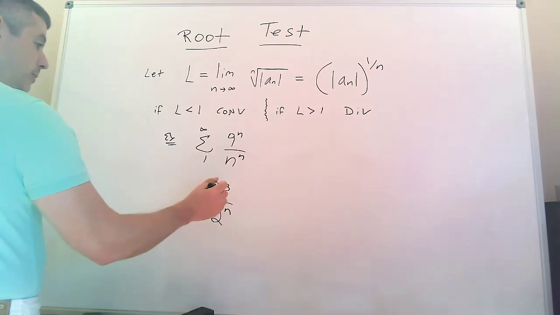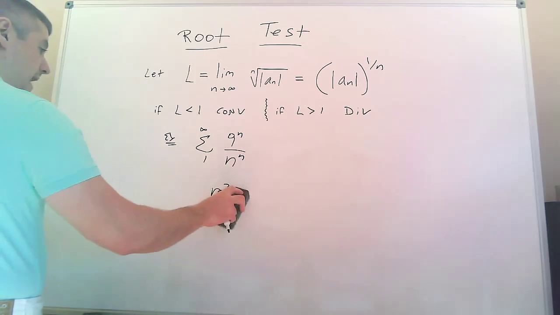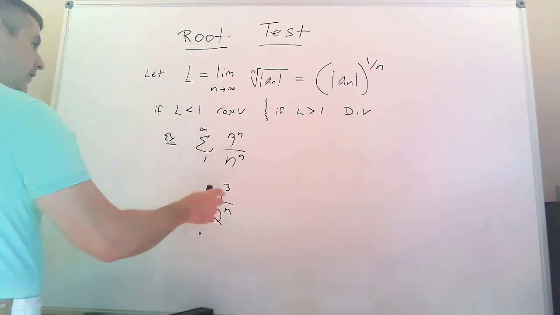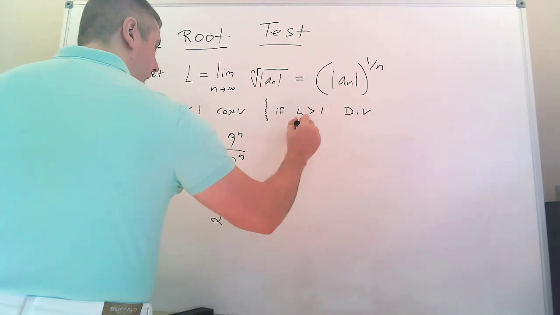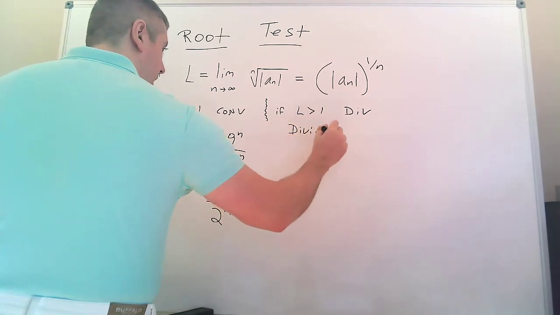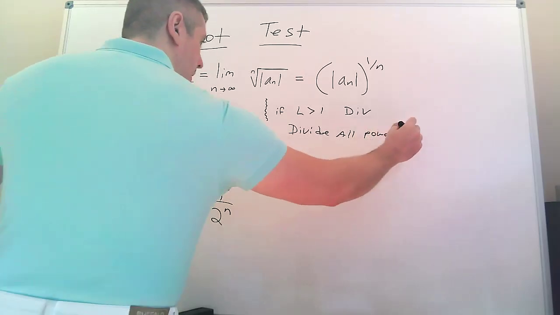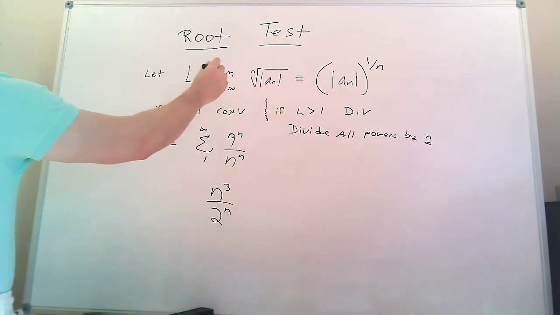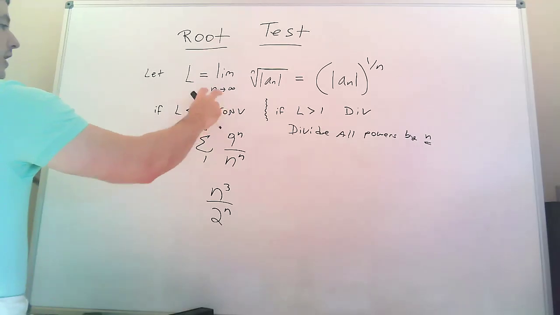You cannot divide this power by n. It's not going to do anything. All right. So you cannot apply this test unless you see these things here. Important. So you just divide all the powers by n. Divide all the powers by n. And then you take that limit as n goes to infinity. I really should have written that there, but it's here, so it's good enough.